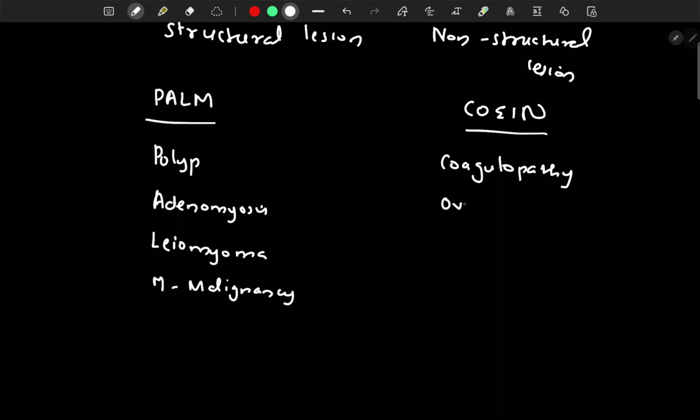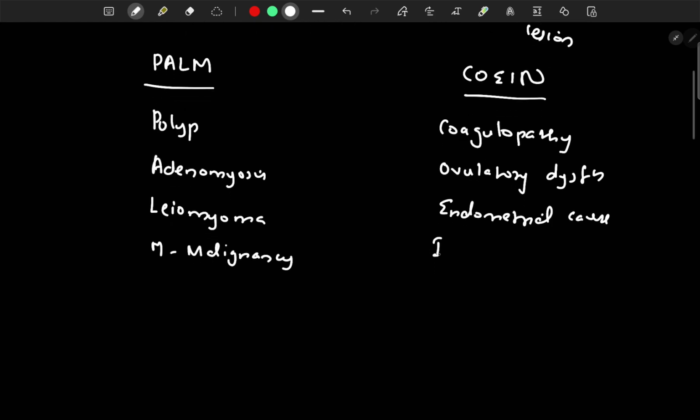Whereas the COEIN includes coagulopathy, then ovulatory dysfunction, endometrial causes, I is iatrogenic. Iatrogenic means due to oral contraceptive pills, intrauterine contraceptive devices. Then N, not otherwise classified.